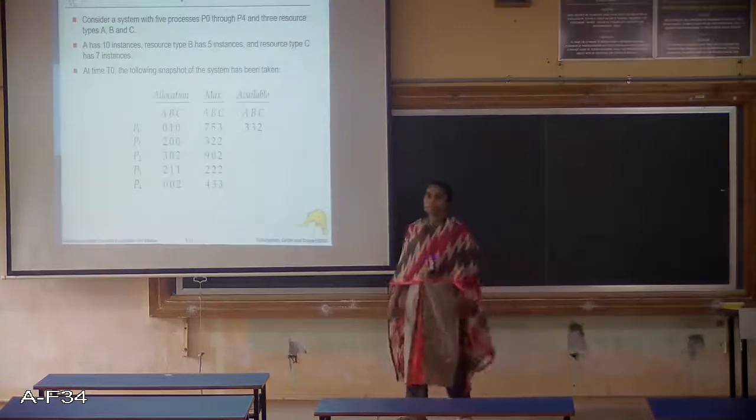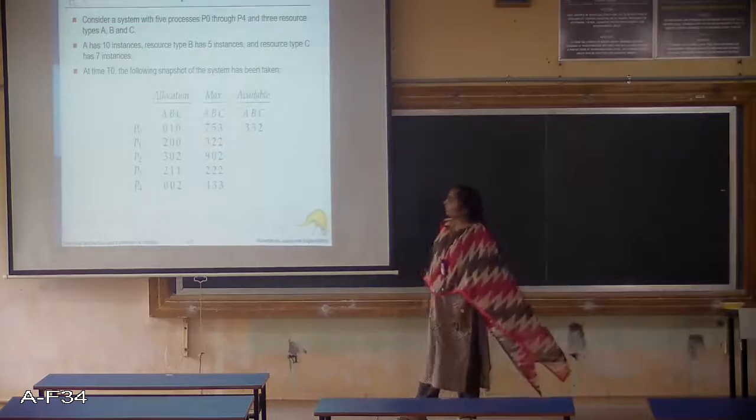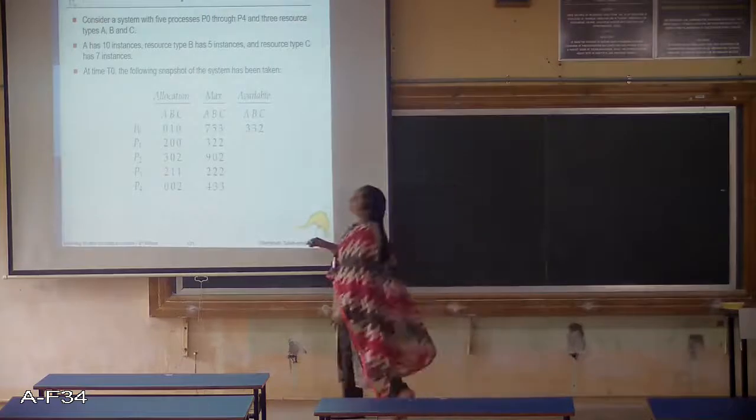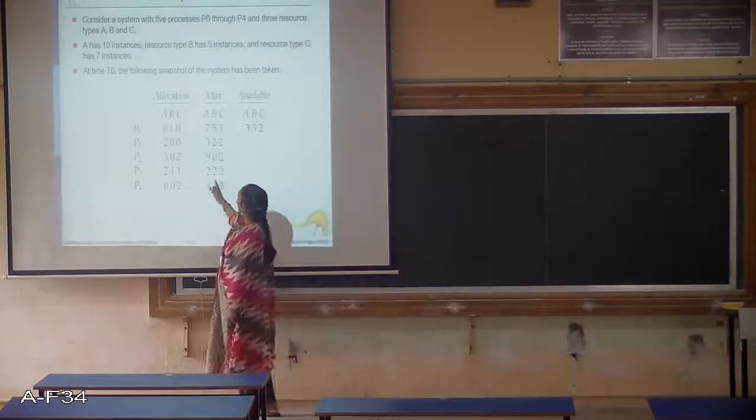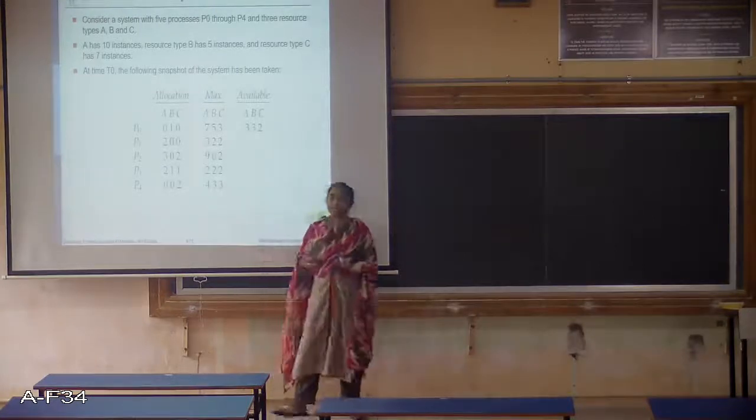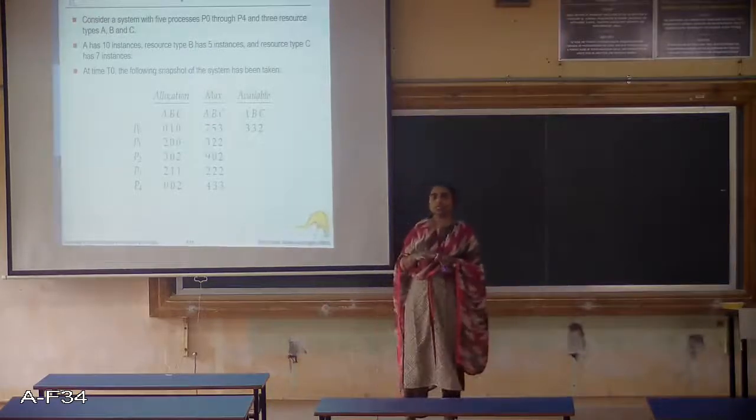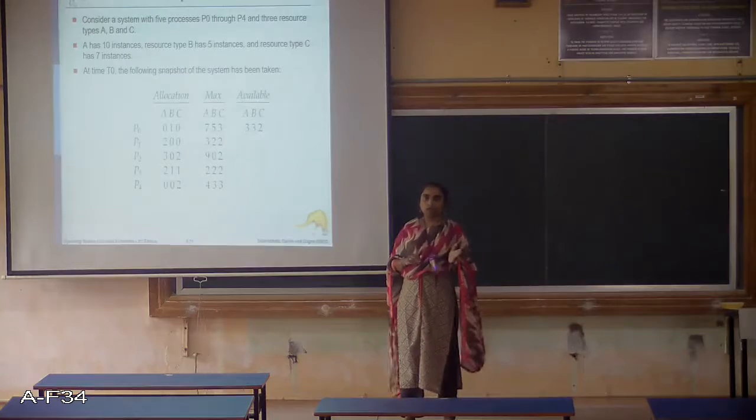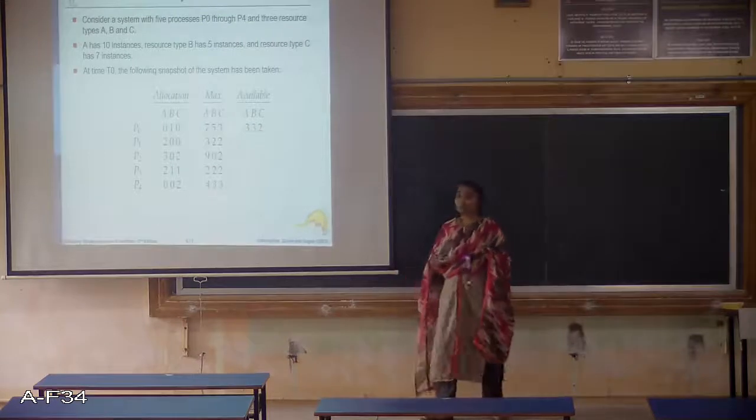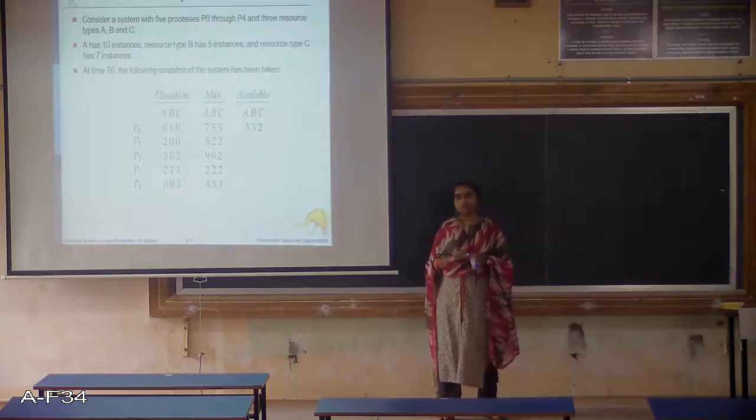You can note down this example. Copy this example and we will solve it in the next class. So you all can calculate the need from this Max and Allocation. Subtract the allocation from Max to calculate the need, and we will solve this problem in the next class using the Banker's algorithm, the 2 algorithms that we have seen. One is the resource request algorithm and the second one is the safety algorithm. So you will use both these algorithms and solve this problem.